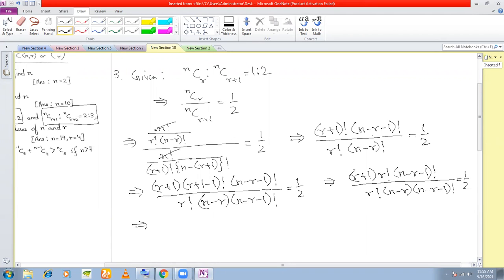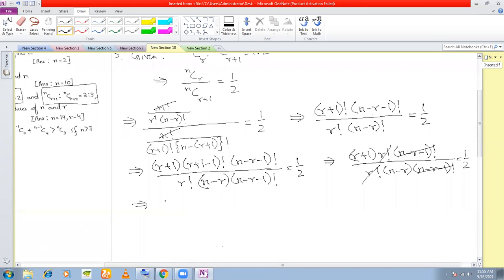So what you get here is this factorial r and this factorial r will cancel. This (n minus r minus 1) factorial and this (n minus r minus 1) factorial are going to cancel. So ultimately you get here (r plus 1) by (n minus r) is equal to half. Now you cross multiply, you'll get 2r plus 2 is equal to n minus r. You're getting a simultaneous equation in n and r.